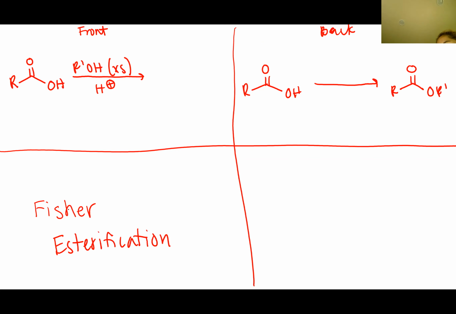So write down Fischer esterification on one side. Sorry, that should have a C in there. And then on the other, write down something very general. Don't even draw out structures. Write carboxylic acid plus excess alcohol in acid.